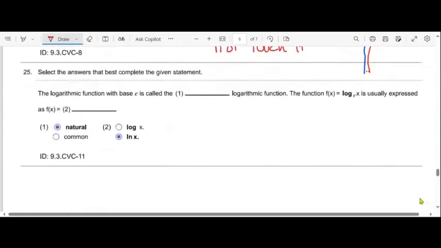Yeah, the next one. Number 25. Select the answers that best complete the given statement. The logarithmic function with base e is called the natural logarithmic function. The function f(x) equals log base e of x is usually expressed as f(x) equals ln x. Thank you. Next one.